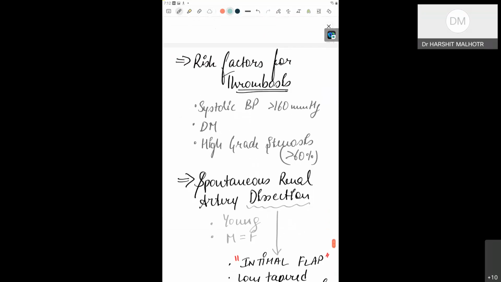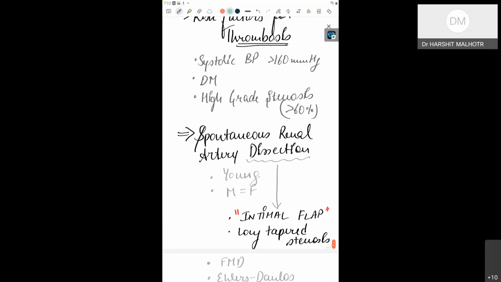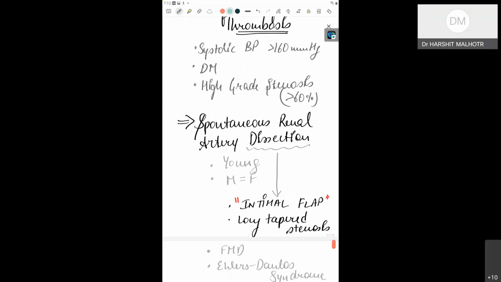Also, a case of thrombosis is seen when there is a spontaneous renal artery dissection. As I told you, when there is atherosclerosis, there is an intimal disease. Because of this intimal disease, there can be an intimal flap, which is seen in a case of dissection. But commonly, these cases are also seen in a diseased vessel in youngsters, and surprisingly their male to female incidence is the same, though atherosclerosis is more commonly seen in males. So a spontaneous renal artery dissection is commonly seen in youngsters in a diseased vessel.